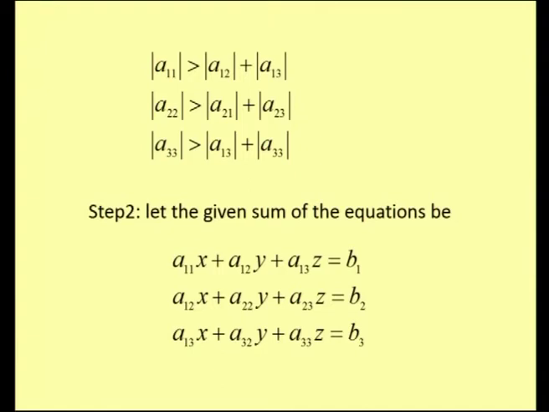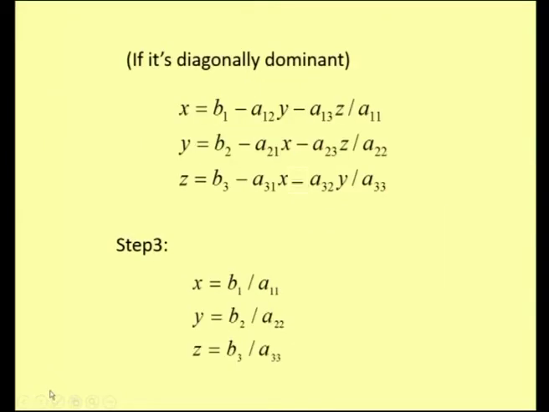After verifying the system of equations is diagonally dominant, let the given system of equations be A11x plus A12y plus A13z is equal to B1, and so on. First of all, if it is diagonally dominant, find x from the first equation. You have to keep A11x on the left hand side and take all the other terms to the right hand side. So, x is equal to B1 minus A12y minus A13z, divided by A11.